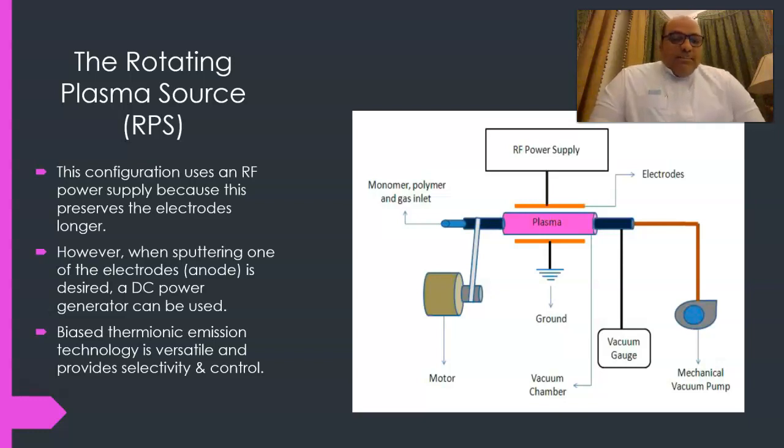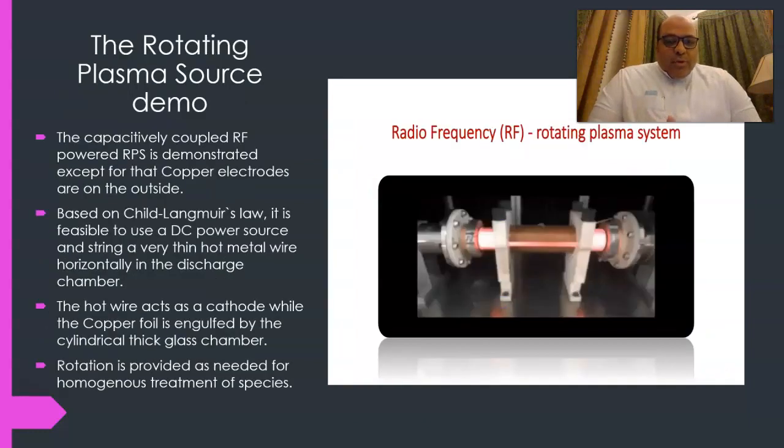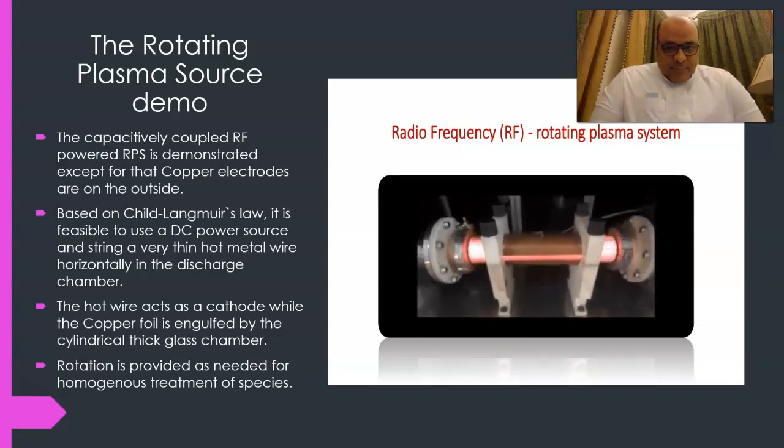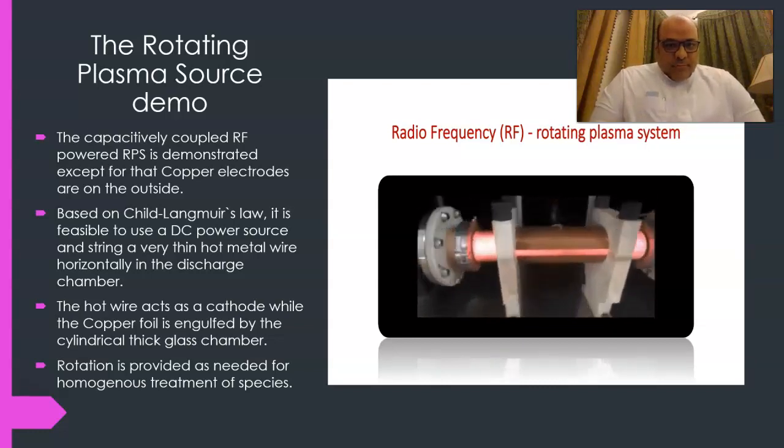And so we will show also, this is basically the video that shows the rotating capacitively coupled RF. Okay, so now the electrodes are on the outside. In our new configuration, we will be having copper foils on the inside, and slight changes will happen.